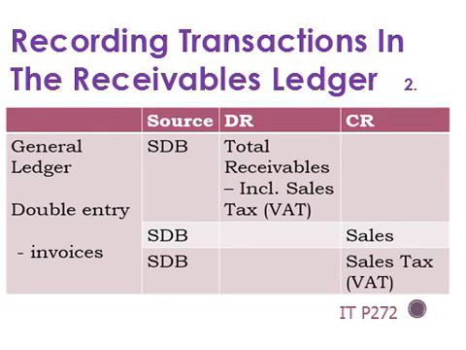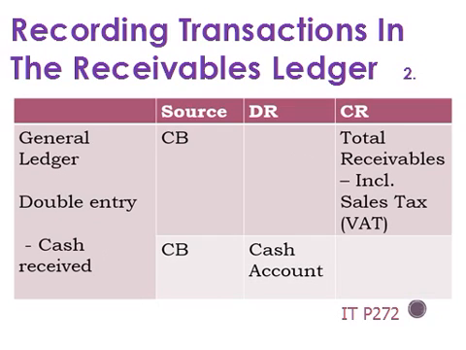The source book, or book of prime entry, for the general ledger double entry involving invoices is the sales day book. From the sales day book, the total receivables, including sales tax, VAT, is debited, and the sales and sales tax, VAT, is credited to the general ledger. The source book for the general ledger double entry involving cash received is the cash book. From the cash book, the total receivables is credited, and the cash account is debited to the general ledger.